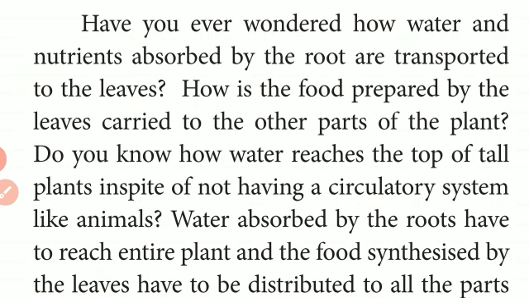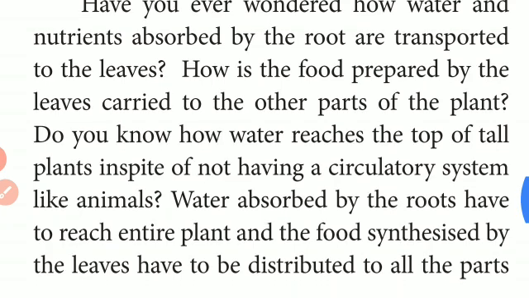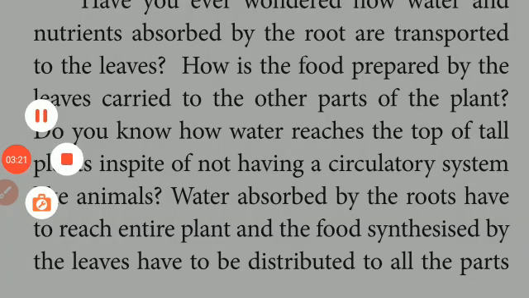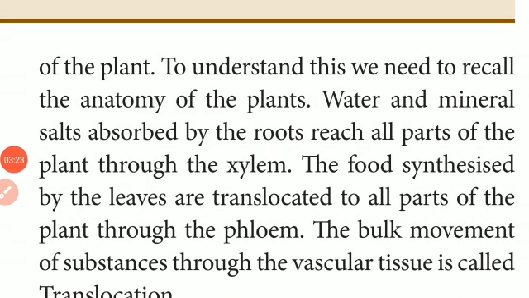All the blood is supplied and pushed to all parts of the human body by the heart. But plants do not have this. Water absorbed by the root has to reach the entire plant, and the food synthesized by the leaf has to be distributed to all parts of the plant. If we want to understand this, we should know the anatomy of plants.